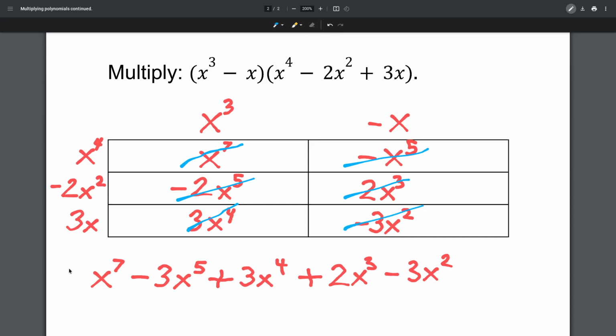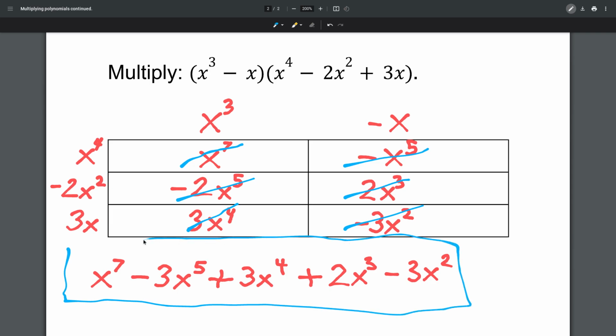Now that we have everything crossed off, we know we have our solution here. So let me just put a box around it. So our solution is x to the seventh minus 3x to the fifth plus 3x to the fourth plus 2x cubed minus 3x squared.